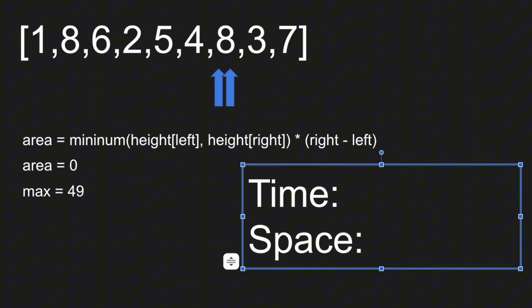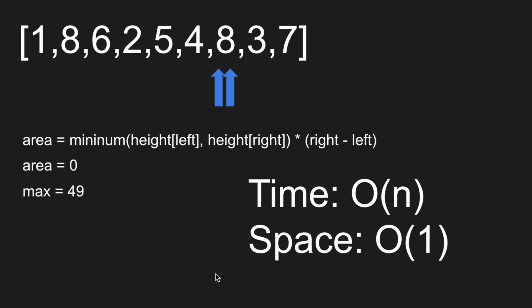So the time complexity of this problem would be O of n, because in the two pointers algorithm, we will go through each element in the list once, and n stands for the length of the list or array. And the space complexity would be O of 1 because we are not using any extra space. So now let's get to the coding part.